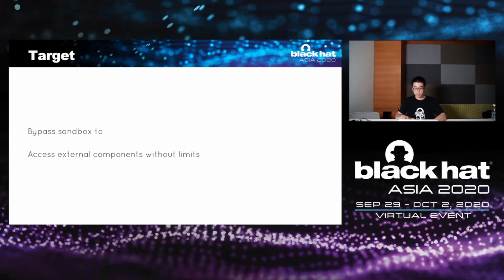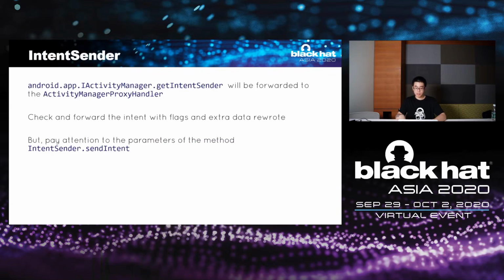In order to expand the attack surface, we have to bypass the sandbox to access external components without limits. When I read the check logic in the proxy handler, I found an interesting class named IntentSender. Although the IPC method getIntentSender will be checked and forwarded by the Activity Manager proxy handler, there is an interesting parameter that can help us bypass all checks.